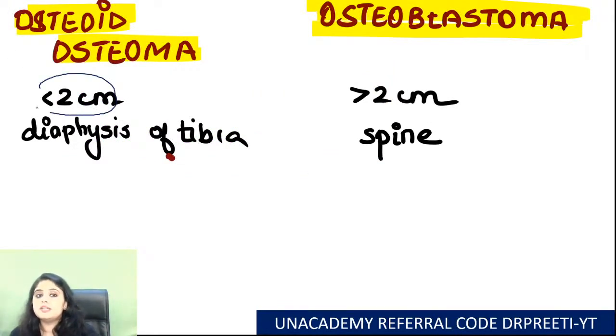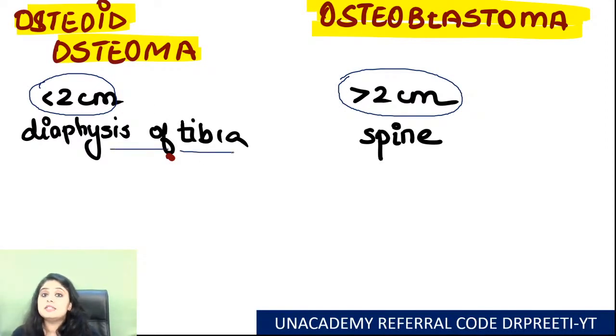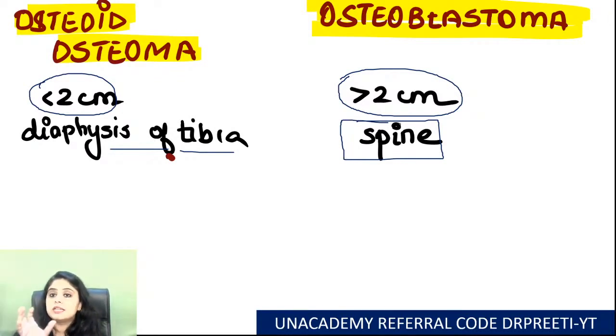Osteoid osteoma is, now there's a variation. Some books mention 2 centimeters, some even mention 2.5. So osteoid osteoma is less than 2 centimeters. Osteoblastoma is more than 2 centimeters. Osteoid osteoma most commonly occurs in the diaphysis of the tibia, and osteoblastoma occurs in the spine. So like I told you, their clinical presentation is totally different.